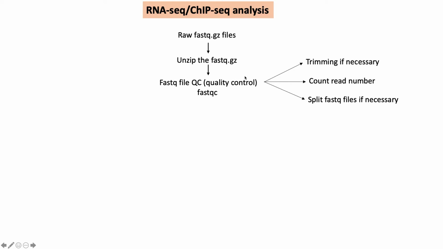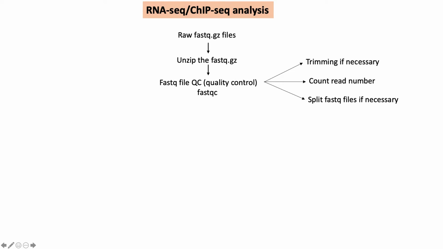Once you are done with the quality control, you can also count the number of reads at this stage, using the FASTQ files, and also split the FASTQ file if necessary. If you have too many reads in your file, that will take a lot of time for mapping. Say, if you have more than 50 million or 100 million, I would usually split the FASTQ file into two and then try to map individually, and then later combine the mapped files.